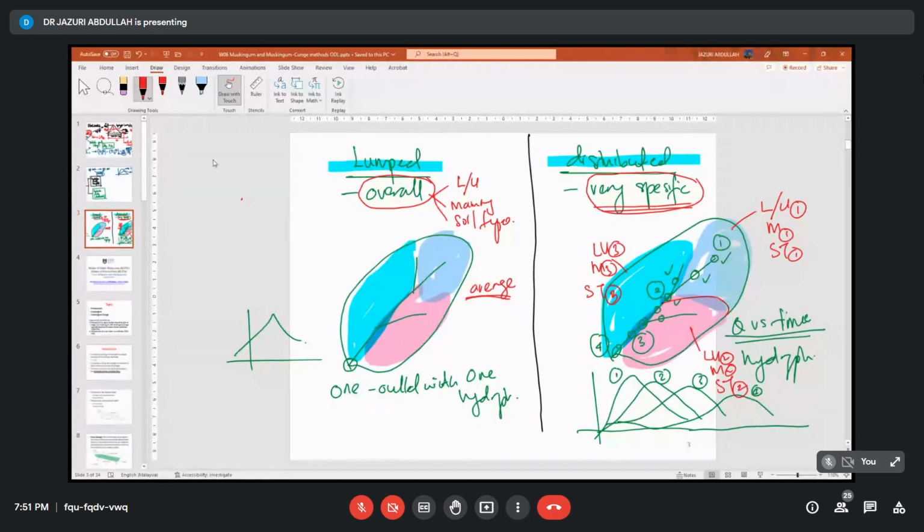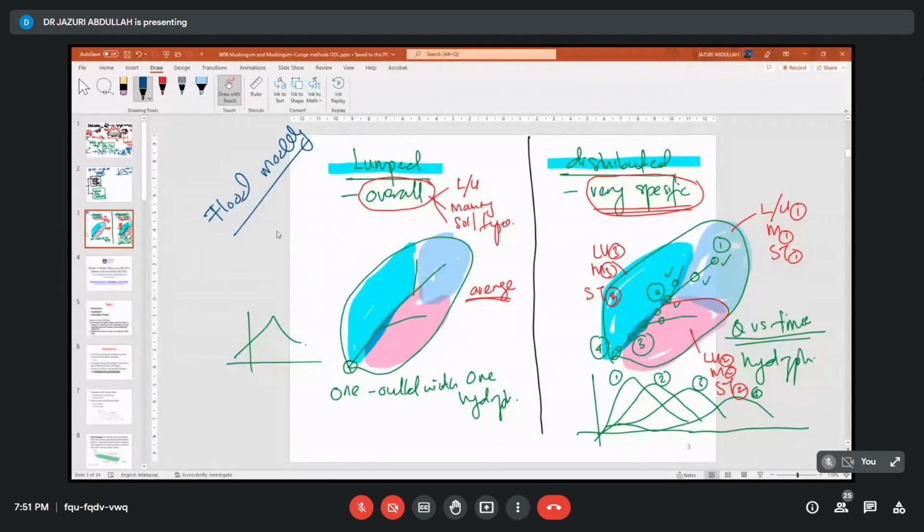Okay, so dalam flood modeling kita akan guna juga, kita akan jumpa balik benda ni. Dalam flood modeling nanti kita akan gunakan free software. So it's very light software, you can download. Kita akan guna HMS dan juga HREST.